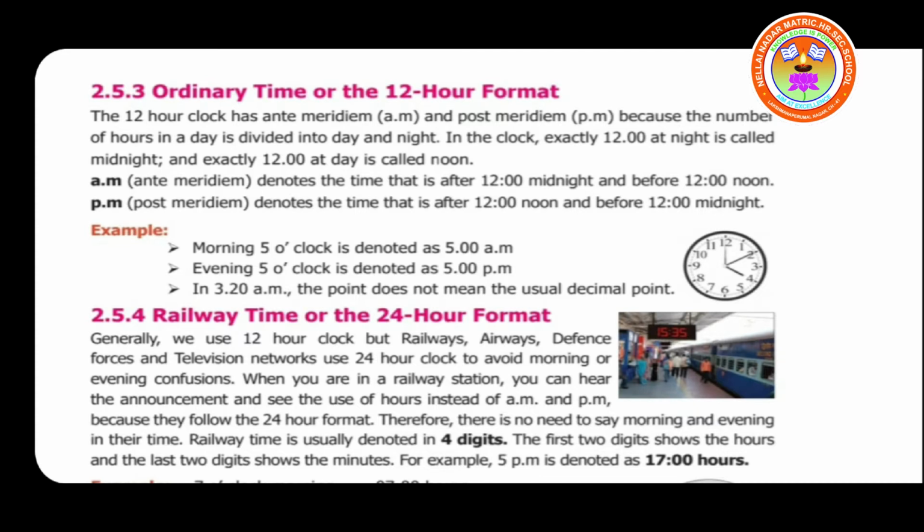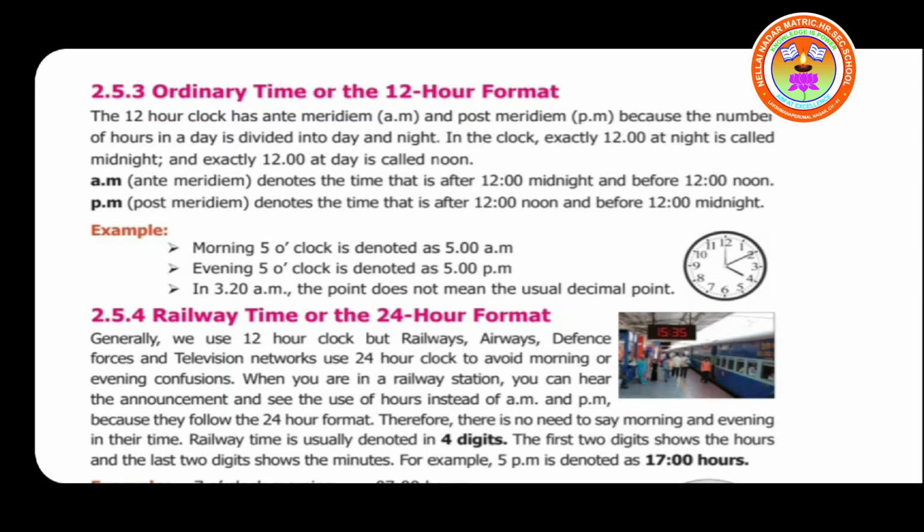In the clock, exactly 12 at night is called midnight. And exactly 12 in the day is called noon. I think you all understood, children. In the night, you will get 12 o'clock. At the same time, in the middle, that is in the daytime, you will get 12 o'clock. So, in the daytime, 12 o'clock can be read as 12 noon. And at night, it is said as 12 midnight.